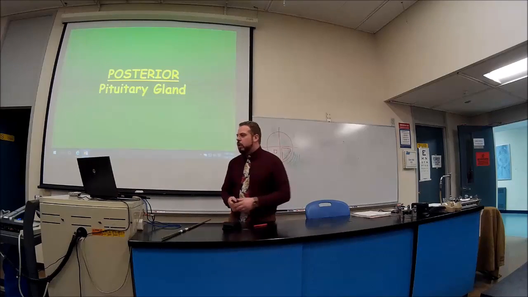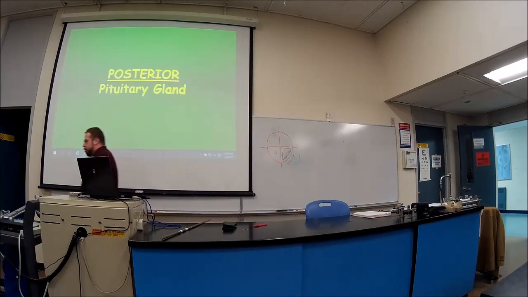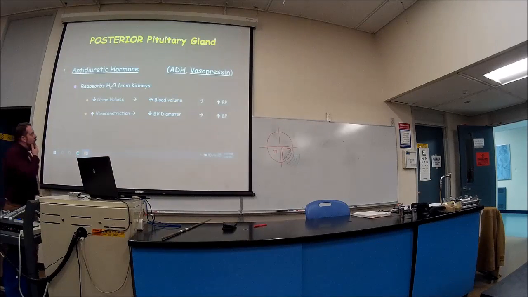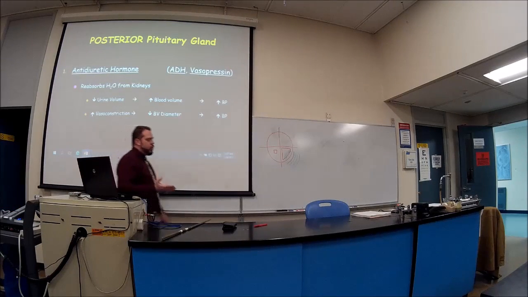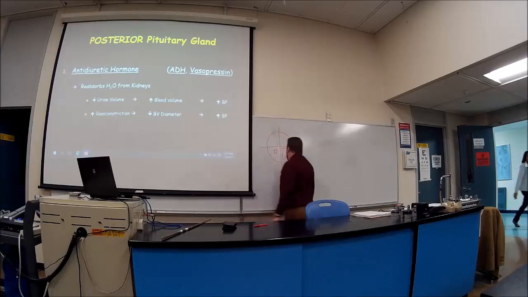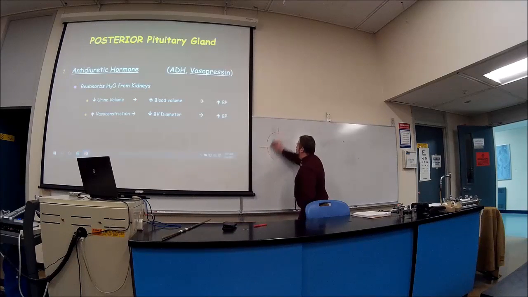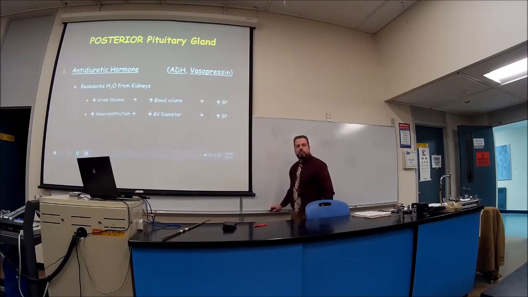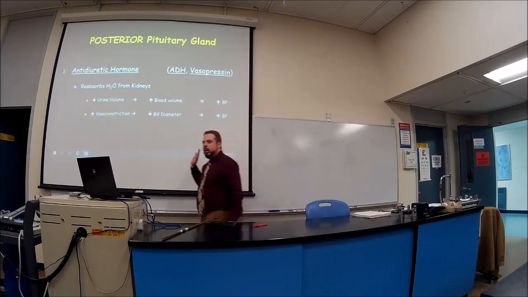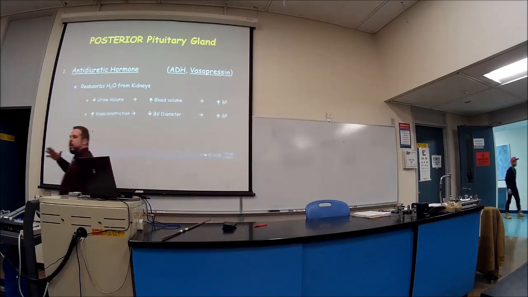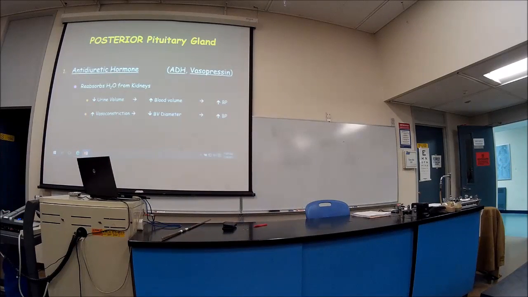All right, so let's talk about the posterior pituitary gland. We talked about this already, so I'm not going to bore you anymore with the antidiuretic hormone. You understand what I wrote up here. It reabsorbs water from the kidneys and makes your blood pressure go up. Do make sure you understand the mechanism of that as I drew that for you. And it's also known as vasopressin.